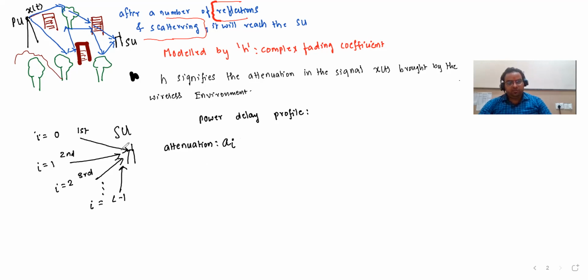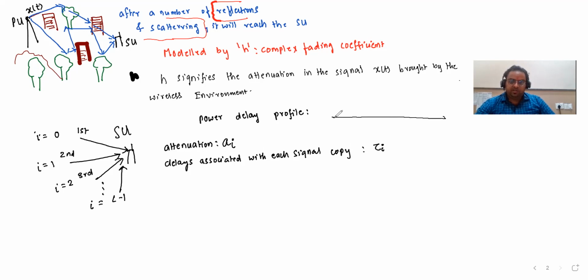This path will reach at some time instant, this signal will reach here at some time instant, then the third one will reach at some time instant, and so on. So there will be delays associated with each signal copy. Let that delay be denoted by tau L. Now the power delay profile: I'll draw a time axis here, and point out the various delay values like tau 0, tau 1, tau 2, and so on up to tau L minus 1. We are receiving signals through all these L minus 1 paths, so they reach at L minus 1 time instances.